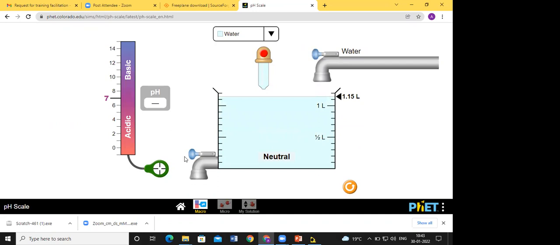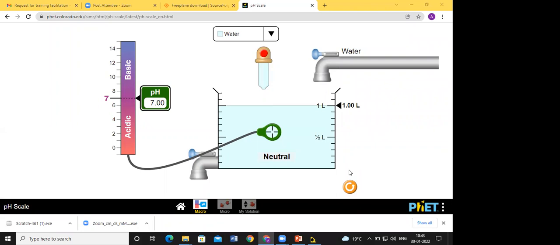So I can check the amount of water I'm taking. I have taken almost 1 liter of water. And I can insert this pH paper in water. When I insert this pH paper in the water, what is the pH of water? Anybody? 7. The water is neutral.